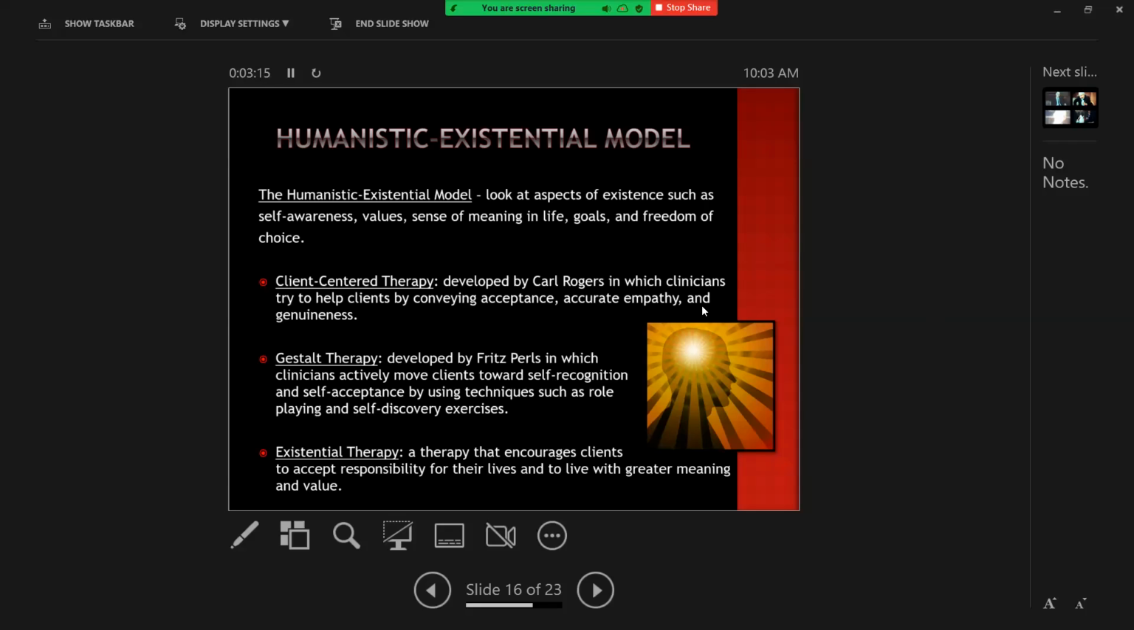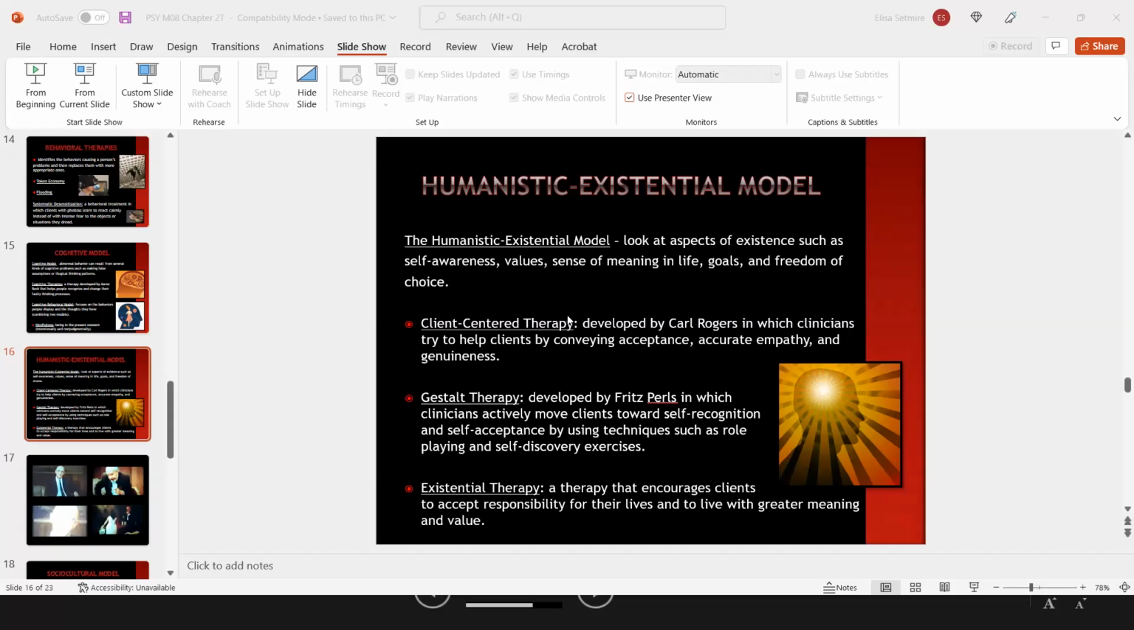Rogers is a very non-directional guy. He doesn't believe in giving people advice or telling them what to do. And a lot of people, when they go to therapy, want someone to give them advice and tell them what to do. And so she gets a little mad at him, which is a little entertaining to watch. But let me bring this up here.